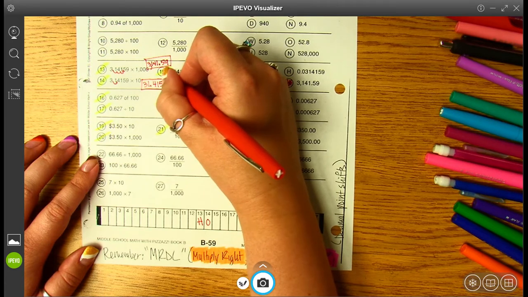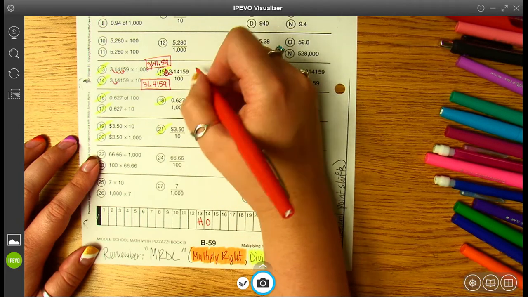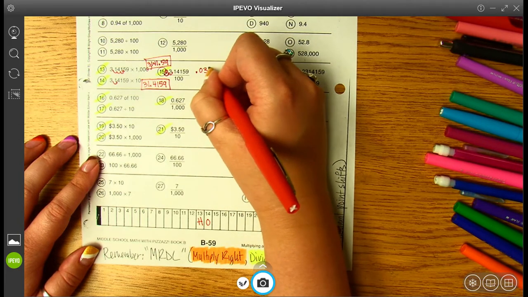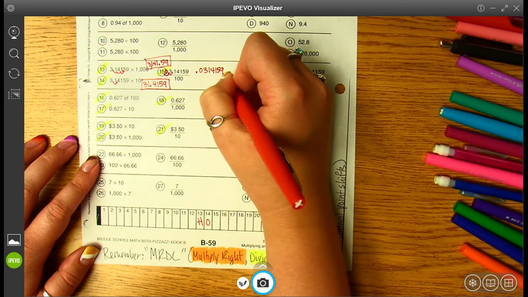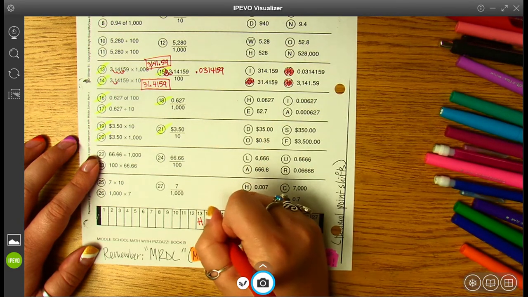And notice that little bump here. I need a 0 placeholder because the decimal's right there. So now it's 0.0314159. That's right here. And H, man, I guess when in doubt, guess H, right?